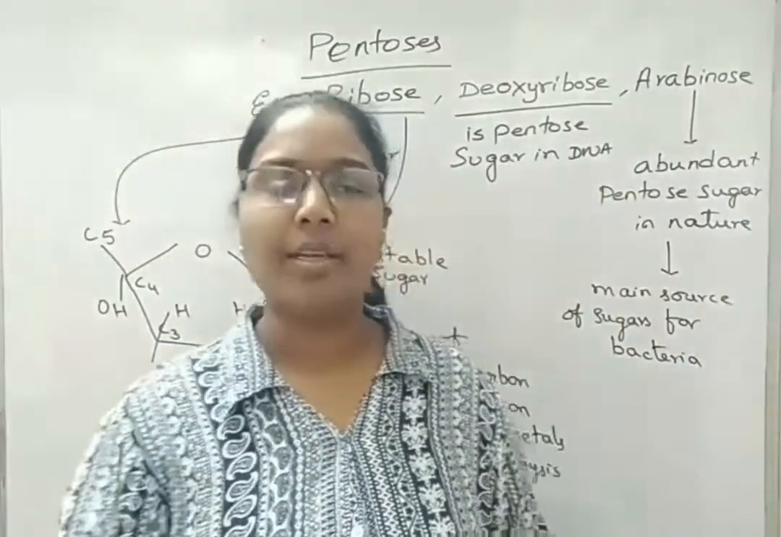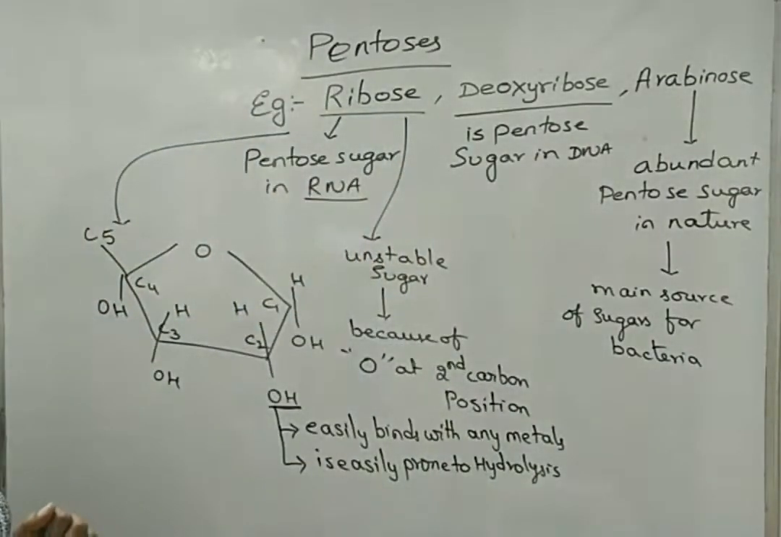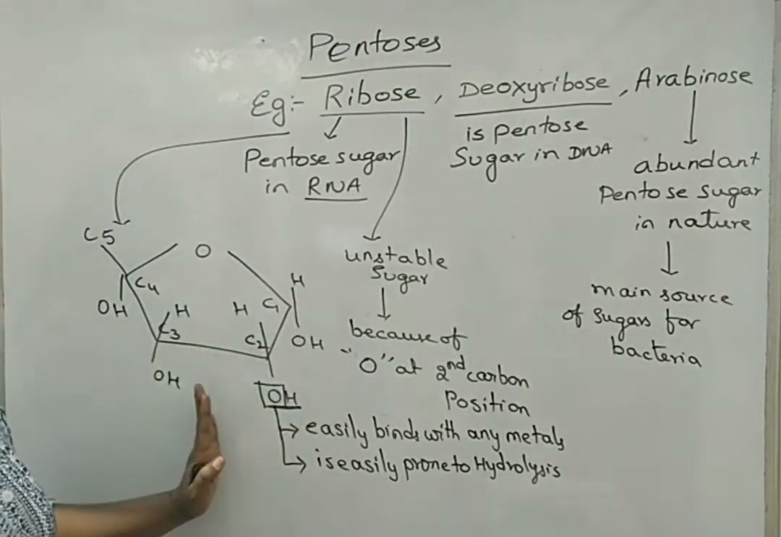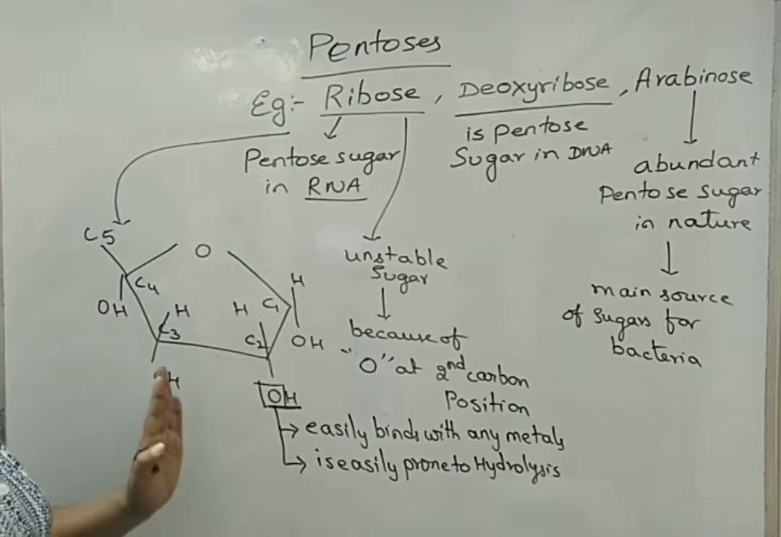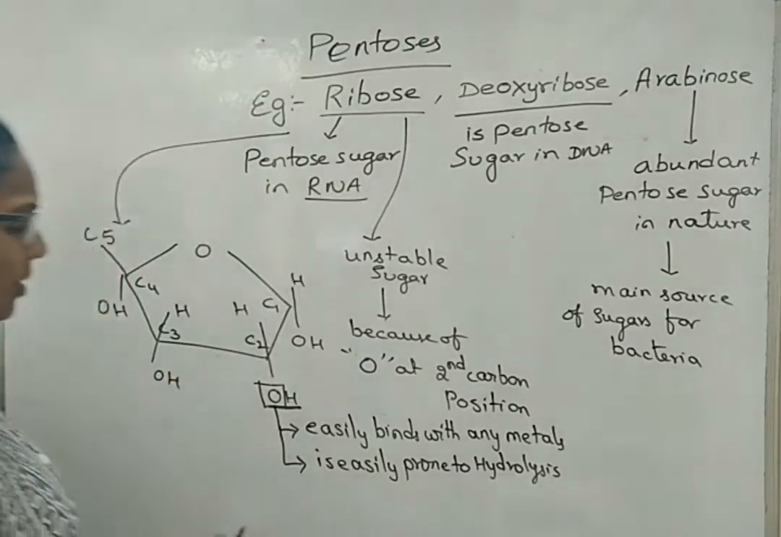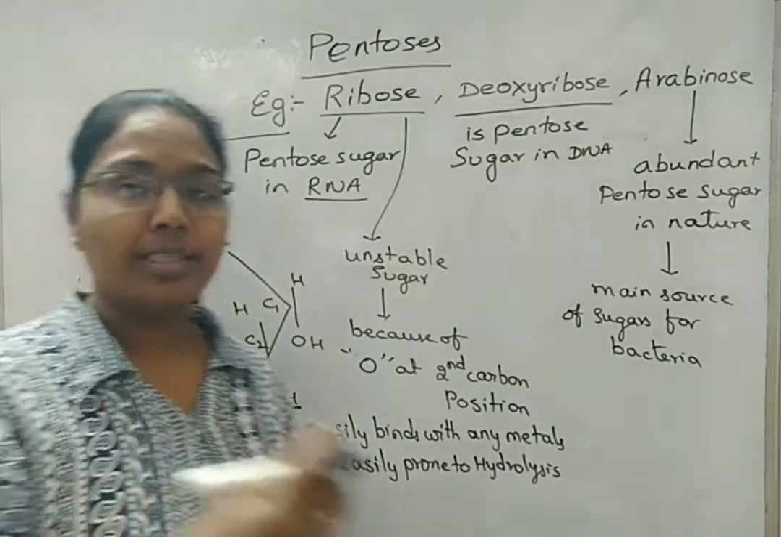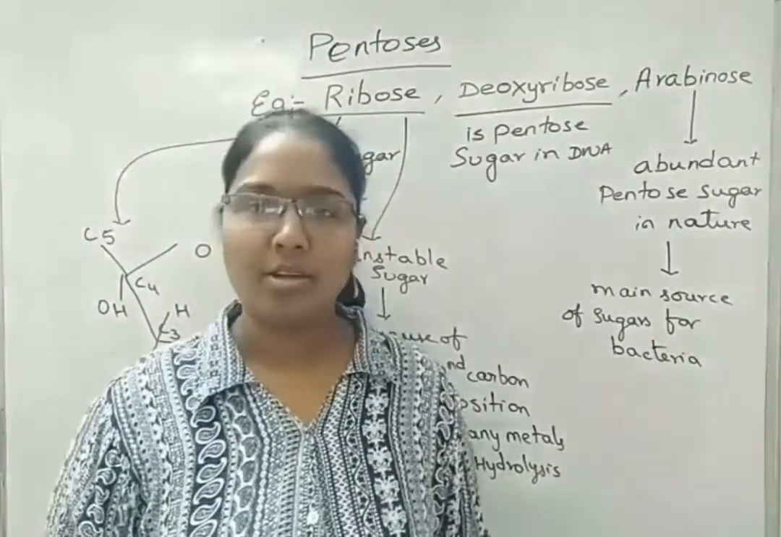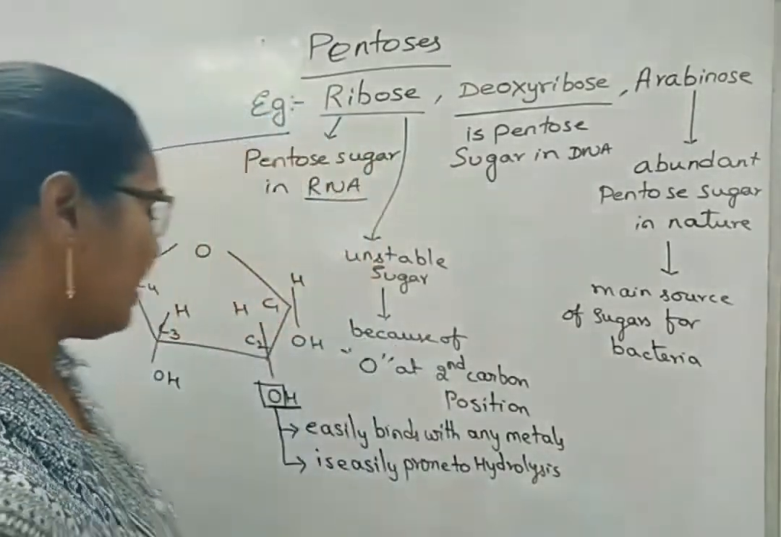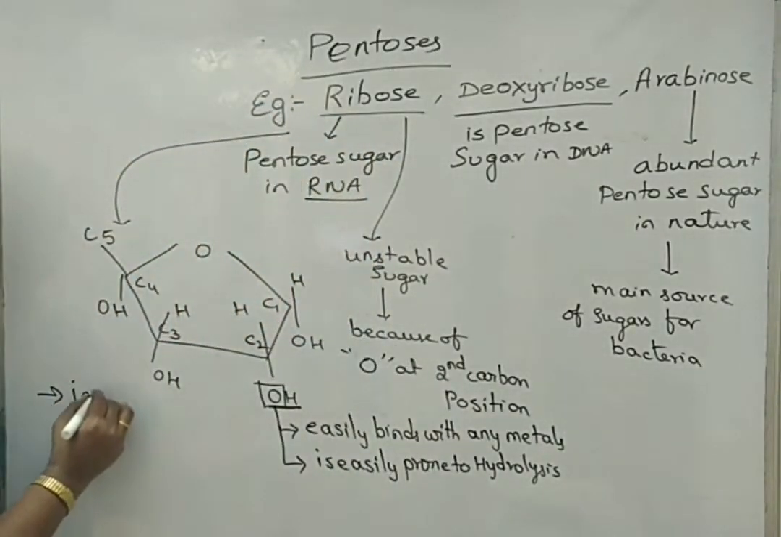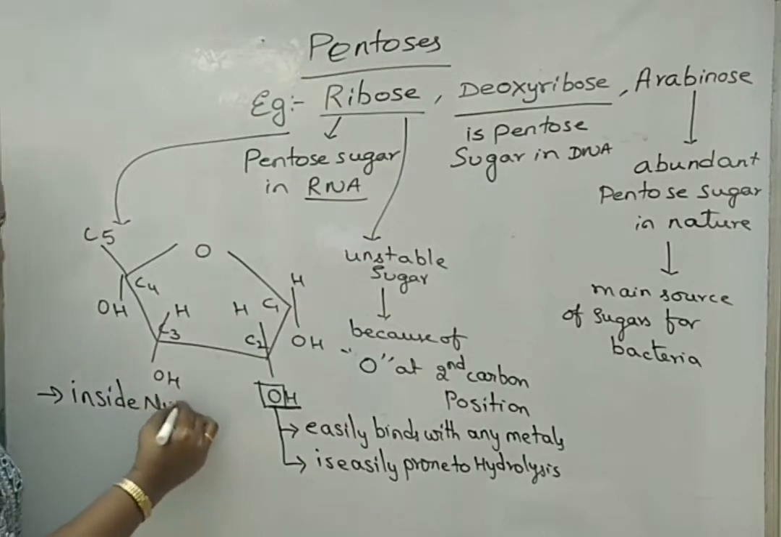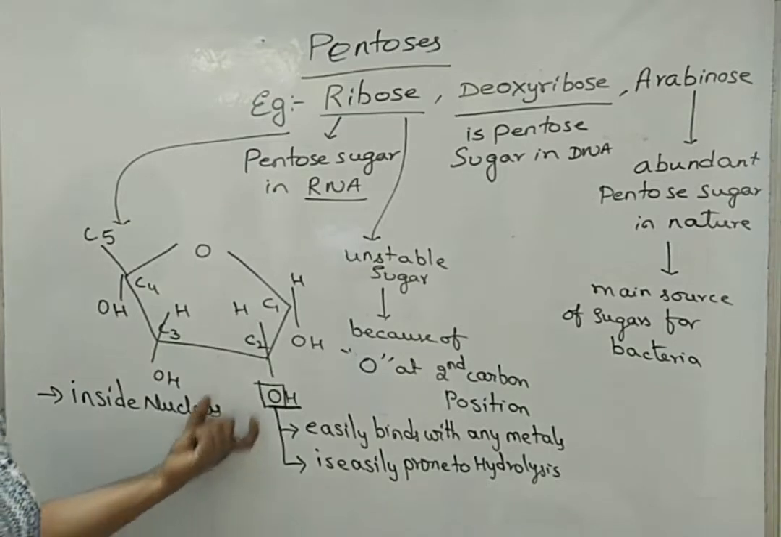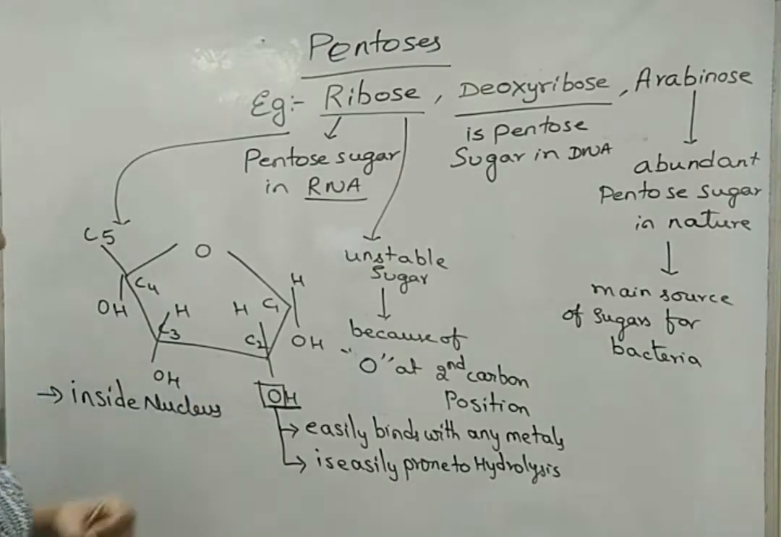So to prevent that, what RNA as a genetic material has done, it has removed this oxygen from the pentose sugar and made the compound as stable compound. Now, in which type of organisms did this RNA remove that oxygen, we can take few examples. One is inside nucleus. Inside nucleus, RNA has changed the structure of the pentose sugar by removing the oxygen.